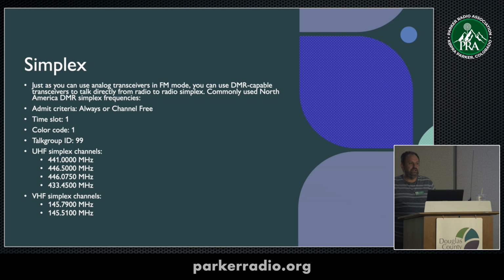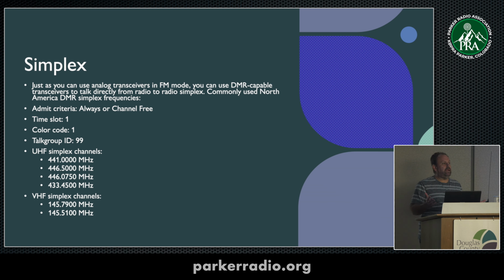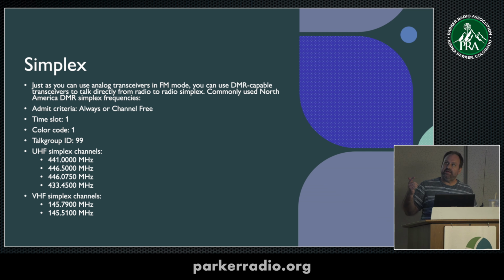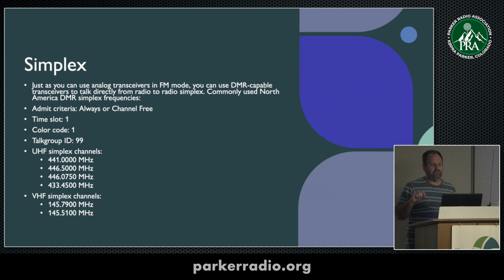So, not just repeaters, we can actually still do simplex with DMR radios as well. There's a few conventions. For the admit criteria, where we had listed different color code, we would generally set this to either always or when the channel is free. The convention is to use time slot 1 and color code 1. There's a special talk group, 99, that can be used for simplex calls. Remember, with simplex, we're going to use the same transmit and receive frequency. So we're just going directly radio to radio. We're not going through a repeater. And so you can still do DMR conversations using simplex, just going between two radios.